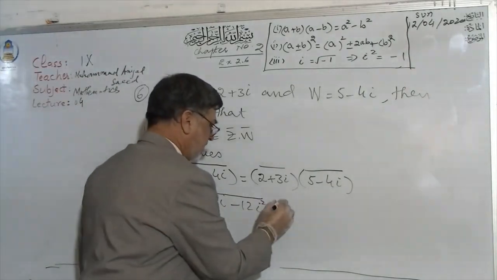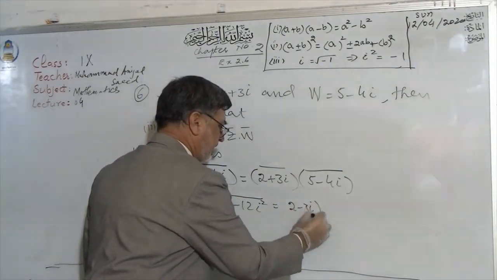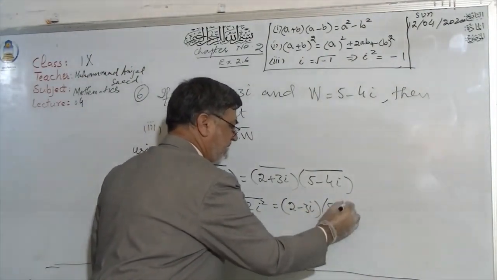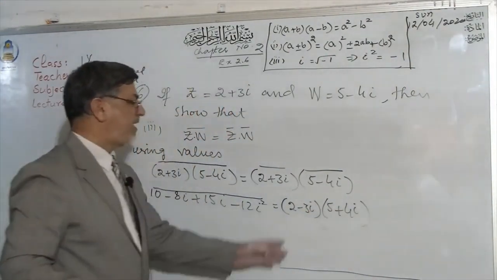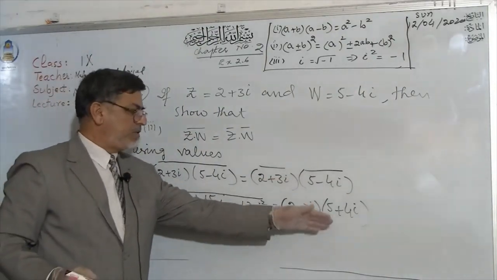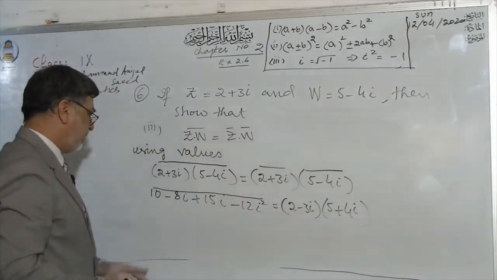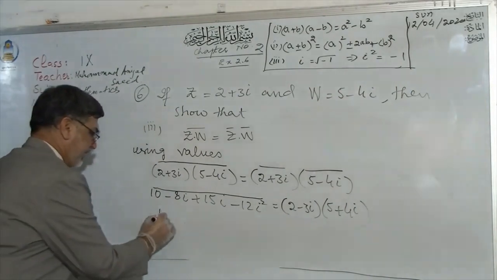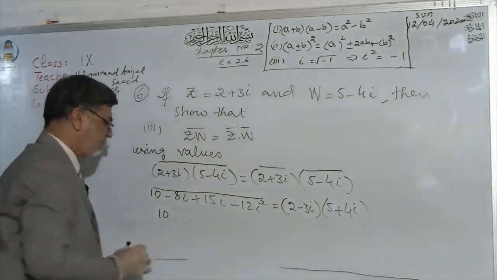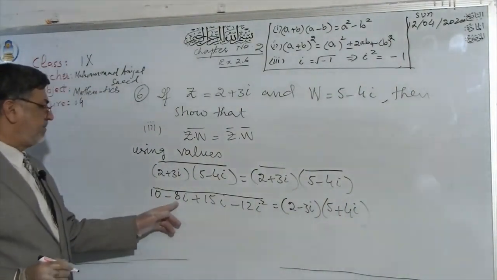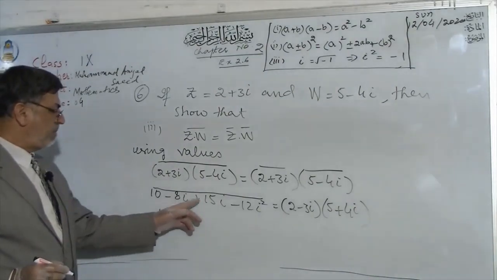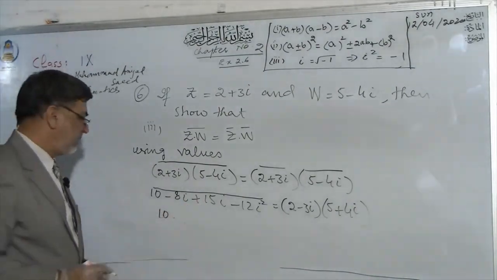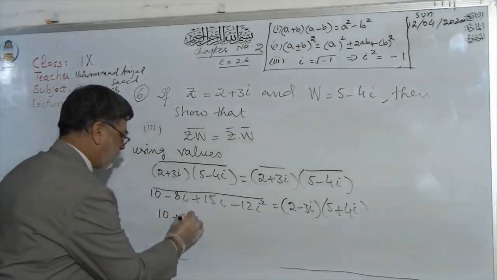This is (2 minus 3 iota) into (5 plus 4 iota). Remember that we have applied the bar first and changed the sign before iota. Here is 10 minus 8 iota plus 15 iota, that will be equal to plus 7 iota.